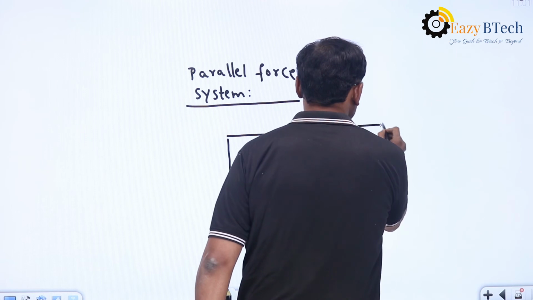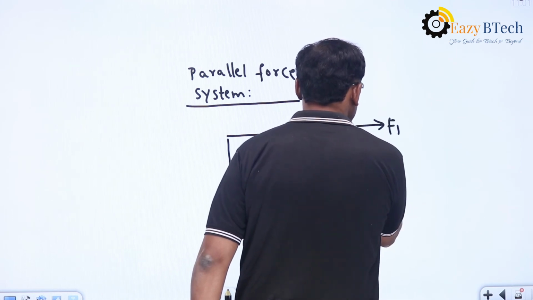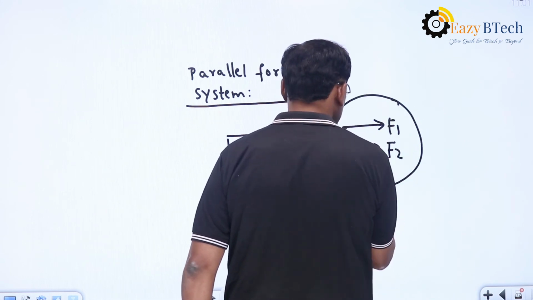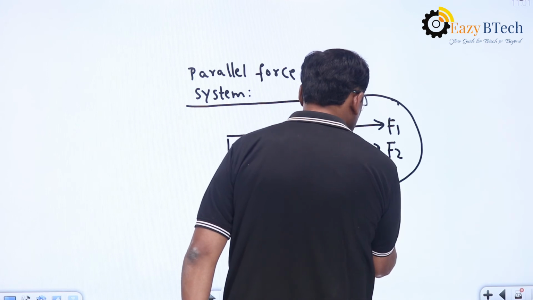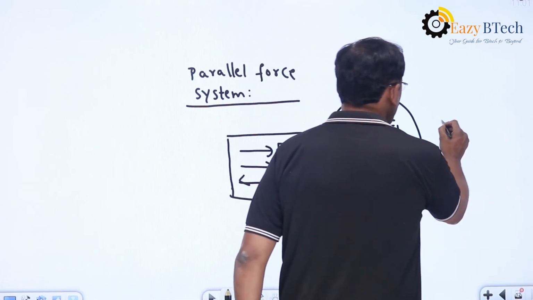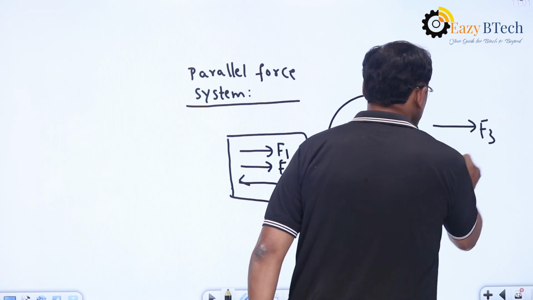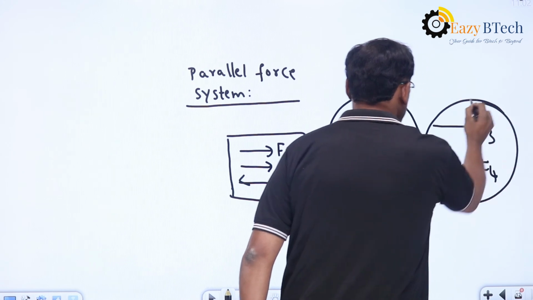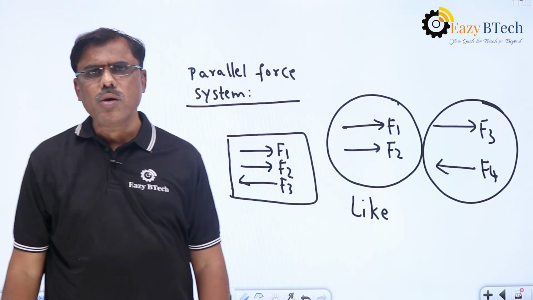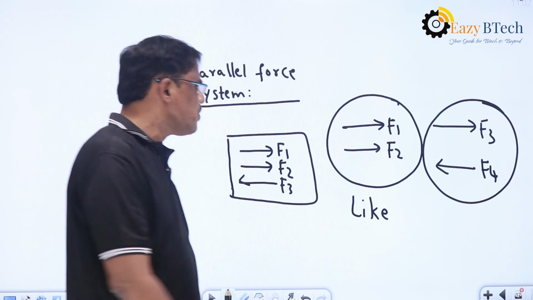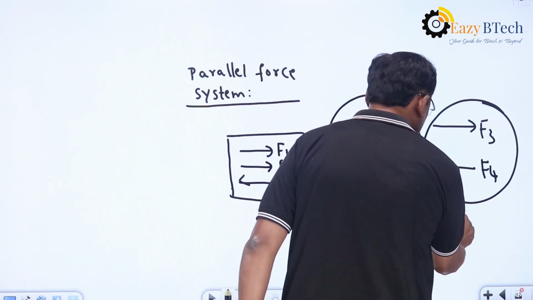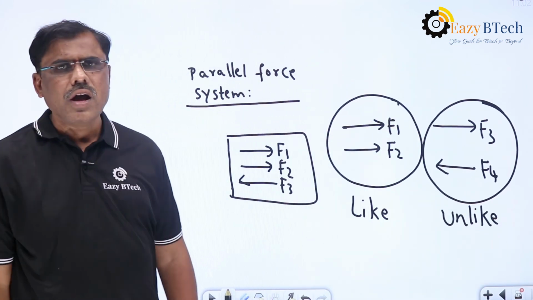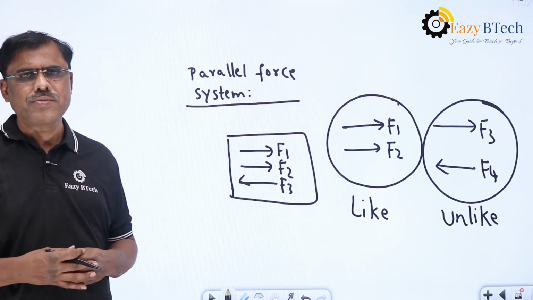In this one, if you take two parallel forces, if they are having the same direction, then we call them like parallel forces. And if a force F3 and another force F4 are parallel to each other, but acting in opposite directions, then we call them unlike parallel forces. And also we can take a combination.